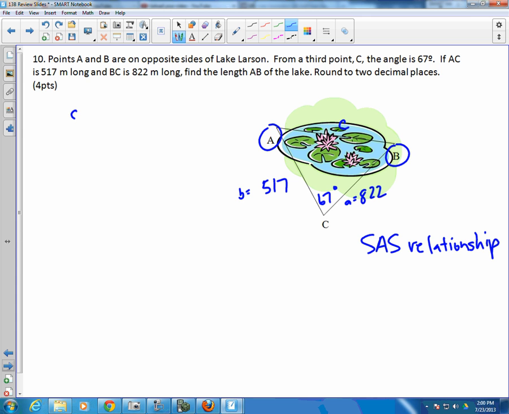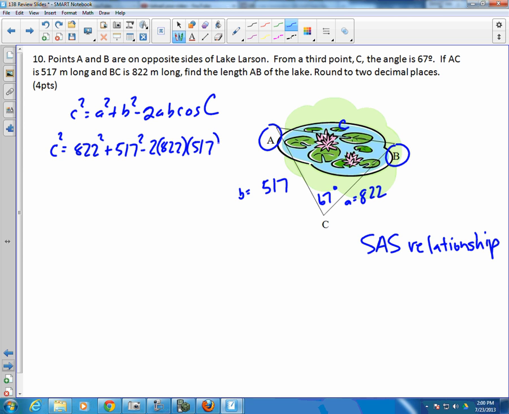So the setup is going to be c squared equals a squared plus b squared minus 2ab cosine C, like this. I'm trying to find little c. I know everything in this particular setup except little c. I've got little a is 822, little b is 517, so c squared equals 822 squared plus 517 squared, minus 2 times 822 times 517 times the cosine of 67.